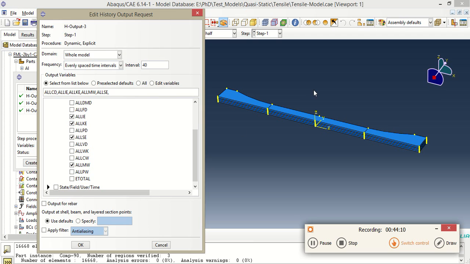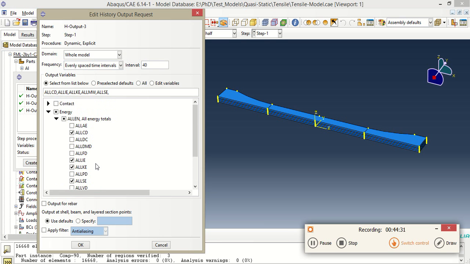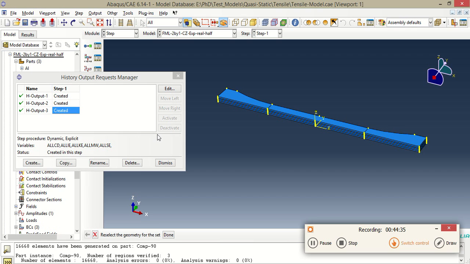Similarly, since this is a static analysis and I am using it as an explicit analysis, kinetic energy should also be checked. My kinetic energy should be less than 5%, less than 1% of the internal energy. These are all things that should be checked. Okay, so once all these things are in place, you can run your model, and then more results can be obtained.